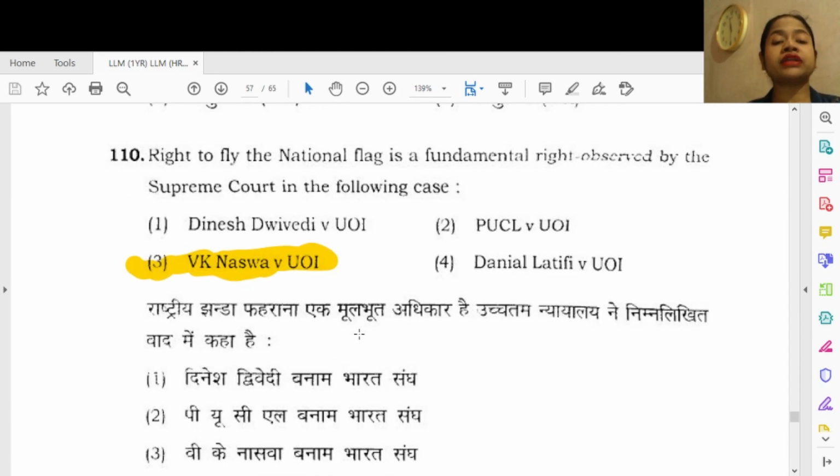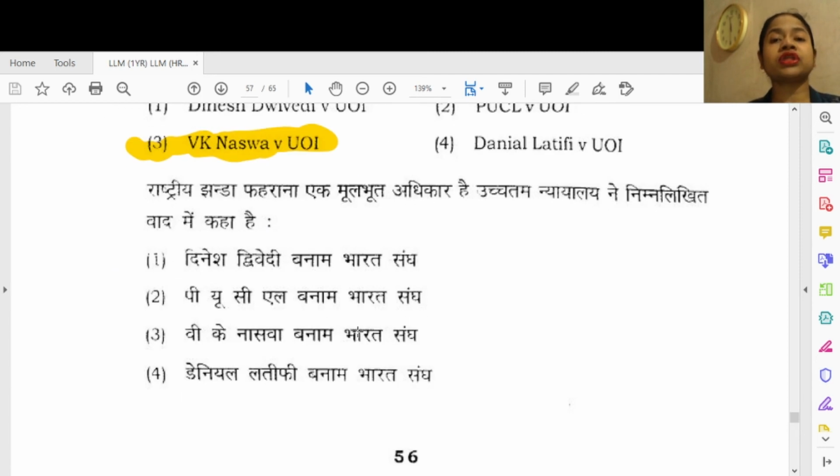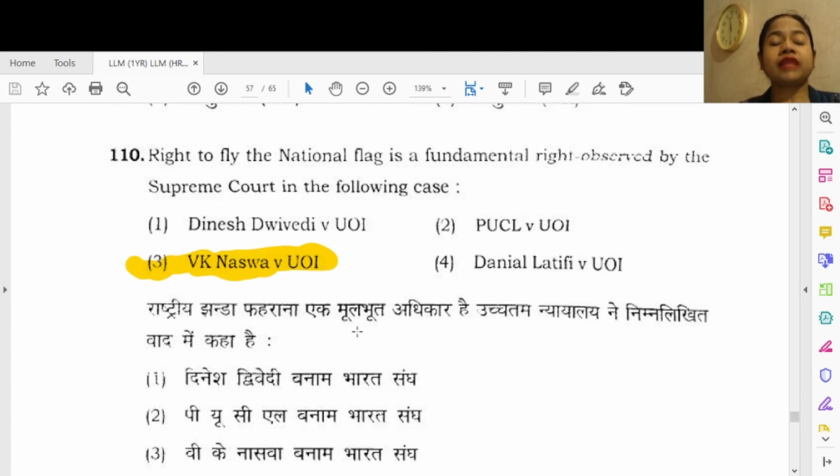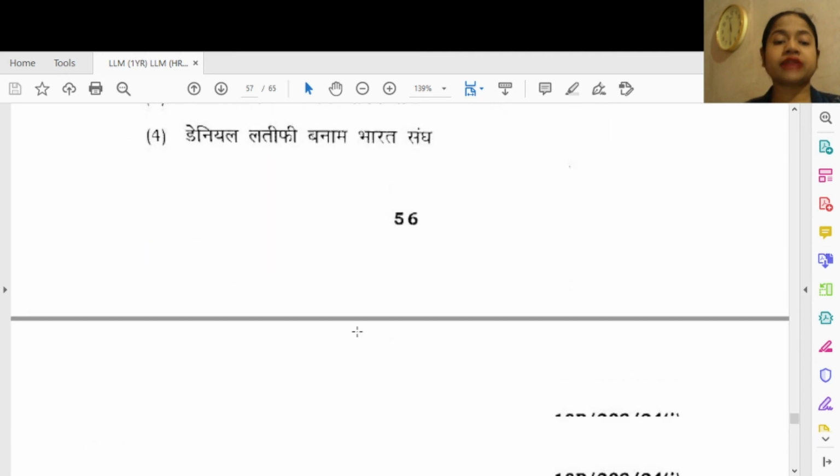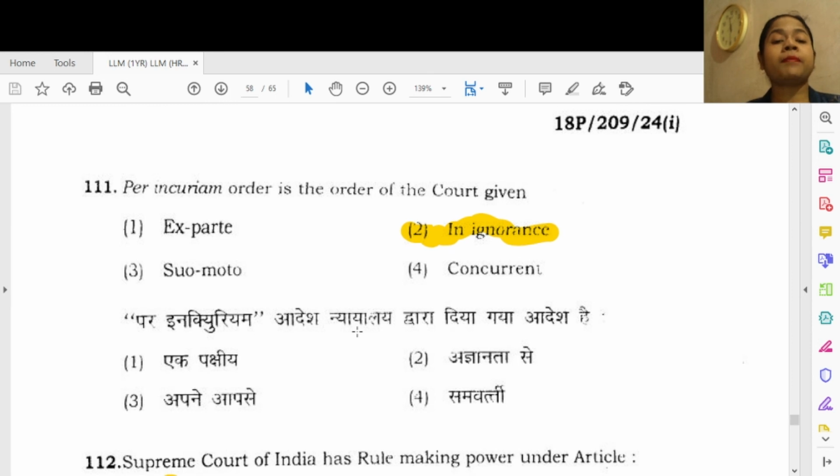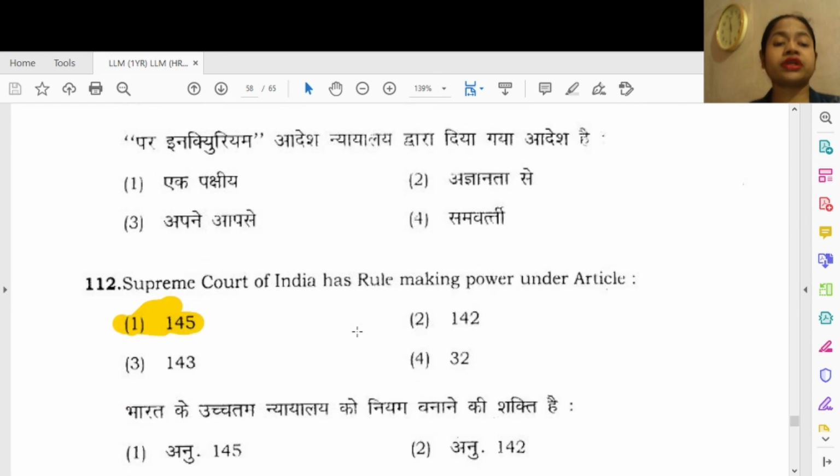110, the right to fly the national flag is a fundamental right, as observed by the Supreme Court in the following case. This is option number 3, Naveen Jindal versus Union of India. So this case is related to the right to fly the national flag, in which it was said it's a fundamental right. Question number 111, a per incuriam order is an order of the court given in ignorance.